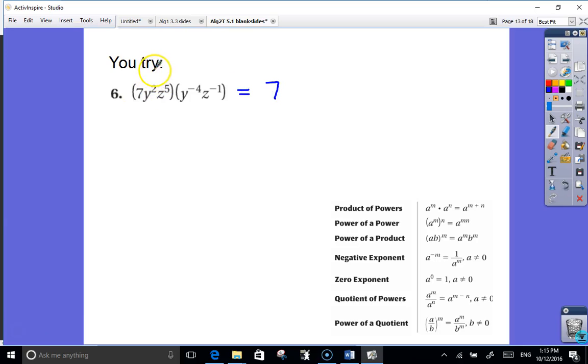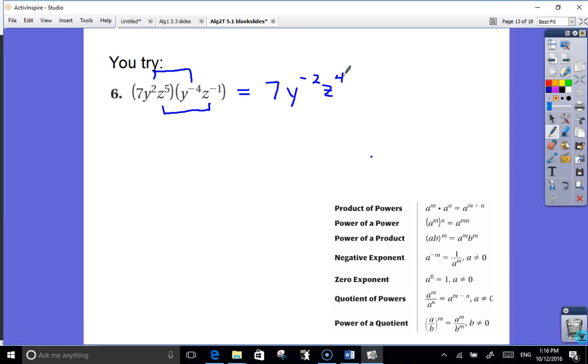So first step, okay, got a 7. What's y squared times y to the negative 4? Right, add them up. What is z to the 5th times z to the negative 1? Z to the 4th. Okay, are we done? What do you have to do? Say again? Put what in the denominator? The what?